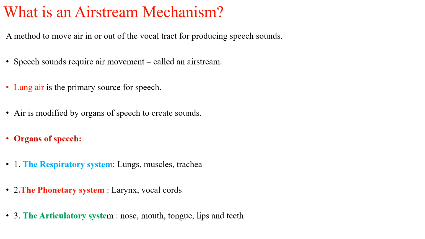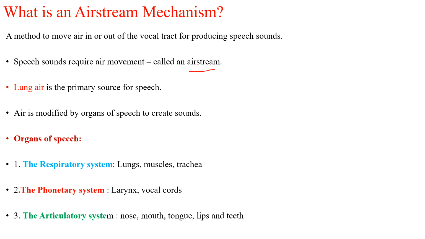For the production of speech sounds, we need an airstream. So, airstream mechanism is a method to move air in or out of the vocal tract for producing speech sounds. We require air movement for producing speech sounds. This air movement is called airstream.